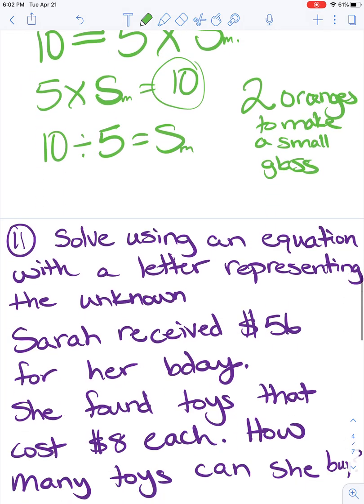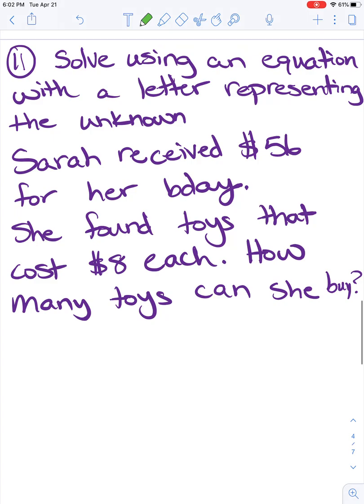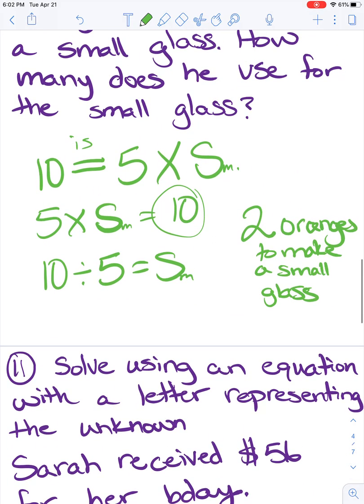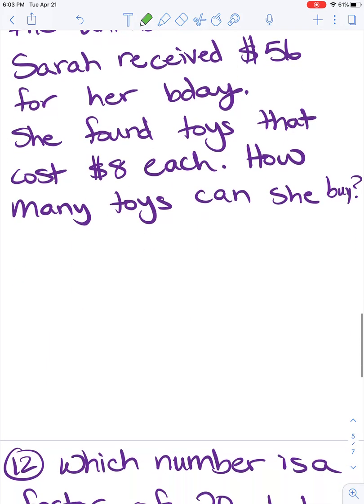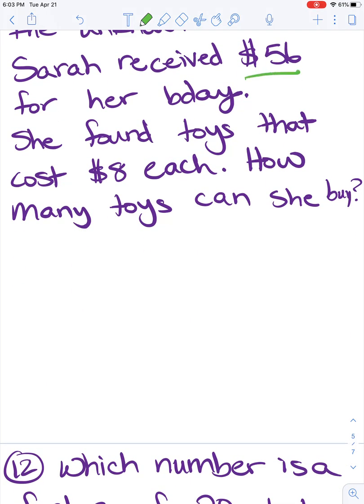Pay attention again, keywords. Here we're going to solve using an equation with the letter representing the unknown. We just did that right up here. We used S for our unknown, okay? Sarah received $56 for her birthday. She found that toys cost $8 each. How many toys can she buy? So she wants to buy all of them. She wants to spend all her money, okay?